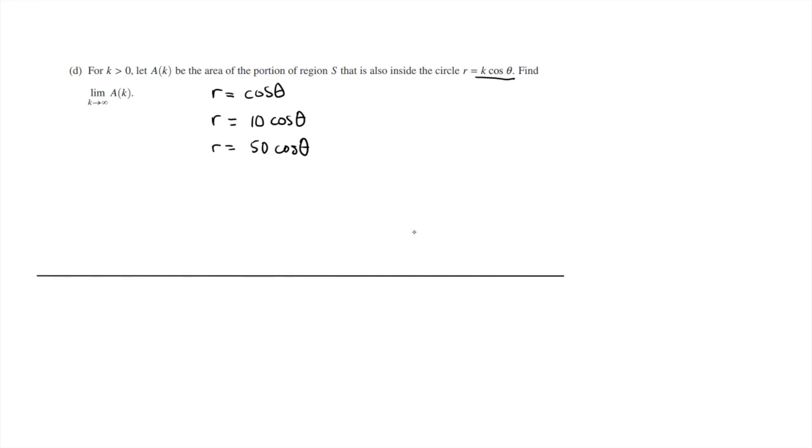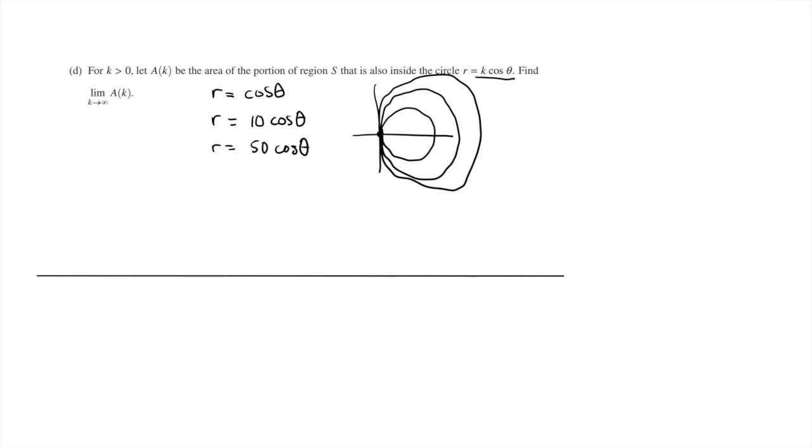And so if you do graph these, you'll notice that they're all circles that go through the origin, and they get larger and larger going this way. They get bigger and bigger and bigger like this. And so we're trying to find the limit of this A of k as k grows larger, where remember, we're letting A of k be the area of the portion of S that's inside this circle.